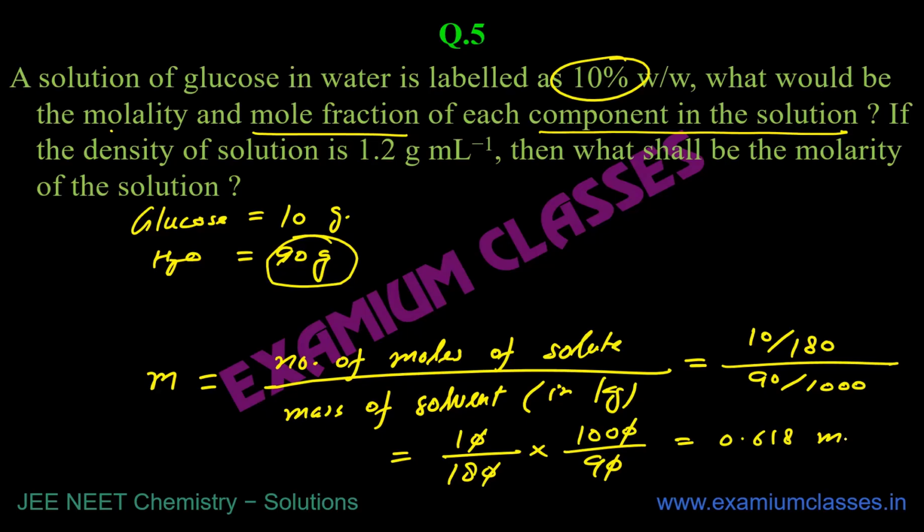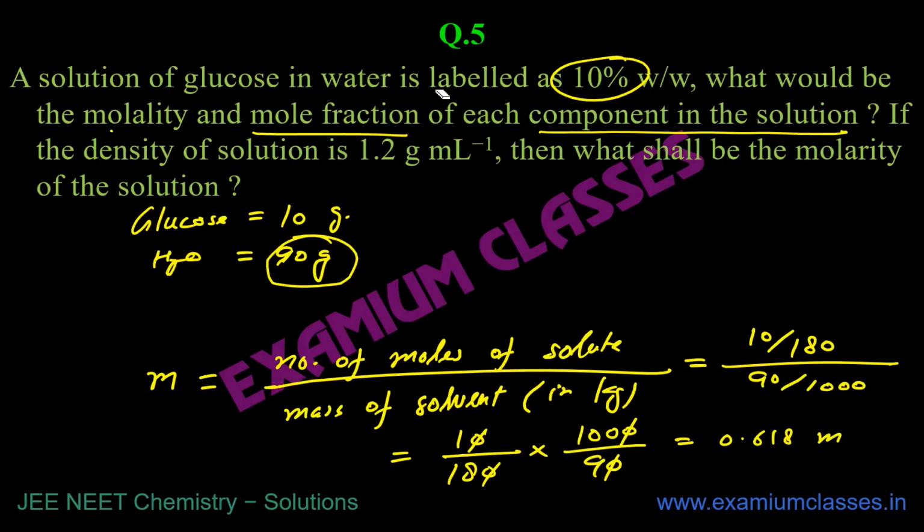Then read the question. If there is anything else, yes, mole fraction is required. What would be molality and mole fraction of each component? If the density of the solution is 1.2 gram per ml, then what shall be the molarity? Okay, then we have to calculate molarity as well. But first we need to calculate the mole fraction if we can.